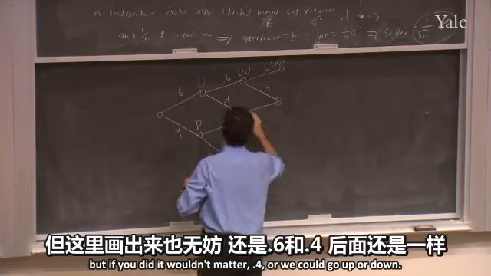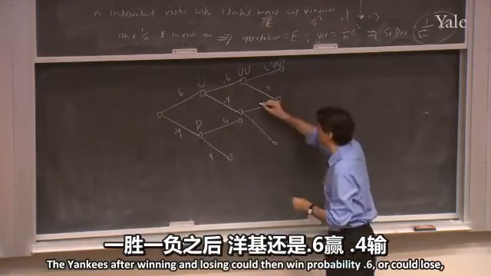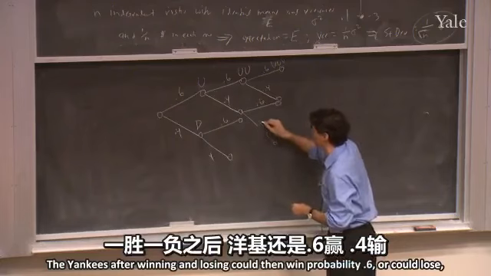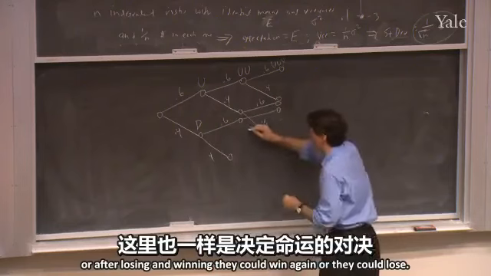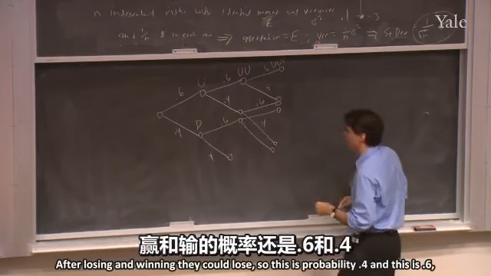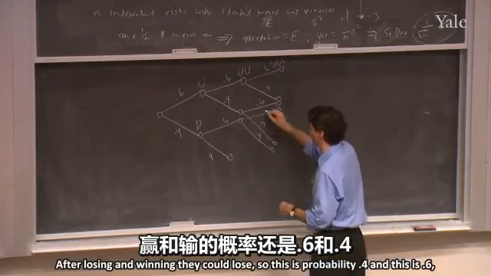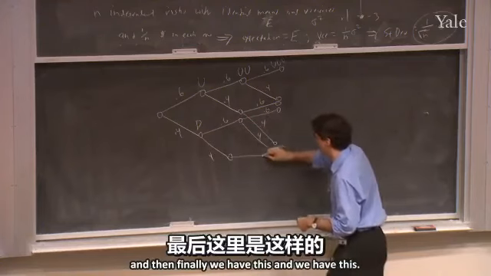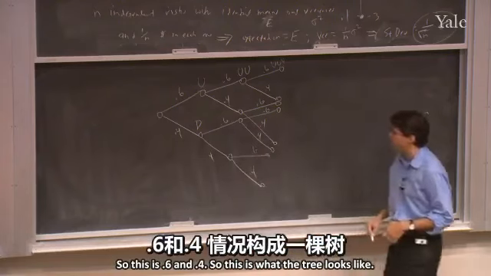Okay, the Yankees, after winning and losing, could then win, probably 0.6, or could lose. Or after losing and winning, they could win again, or they could lose. After losing and winning, they could lose. So this is probability 0.4, and this is 0.6. And then finally, we have this, and we have this. So this is 0.6 and 0.4. Okay, so this is what the tree looks like.